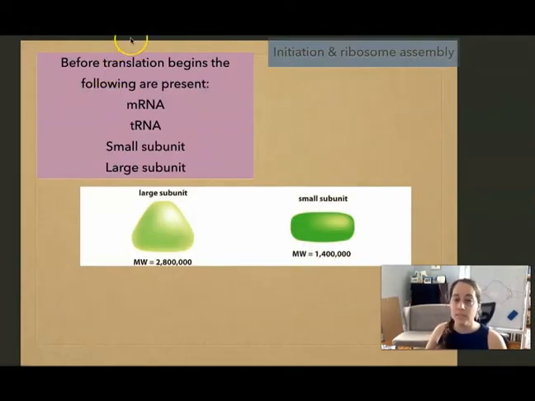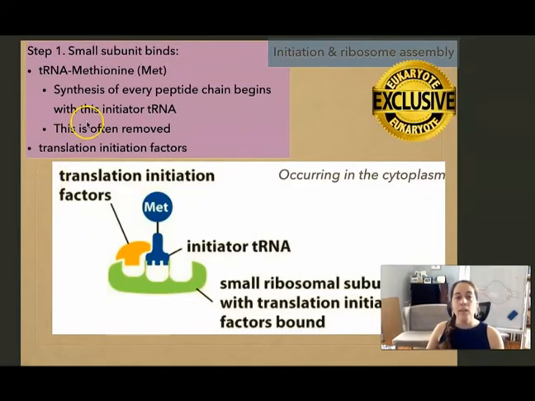All right, so before this whole process of translation is carried out, the ribosome actually needs to be assembled. So this involves the large and the small subunit as well as mRNA and also one single tRNA. In addition, there are a couple of proteins that are important. These are called translation initiation factors. This occurs only in eukaryotes.